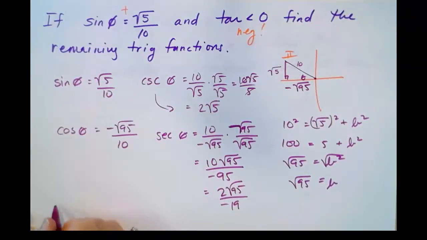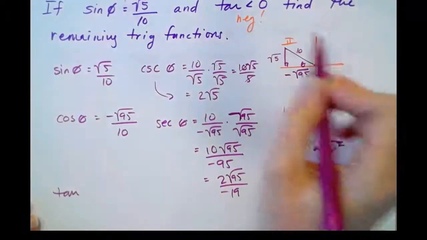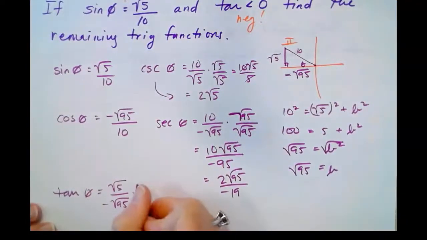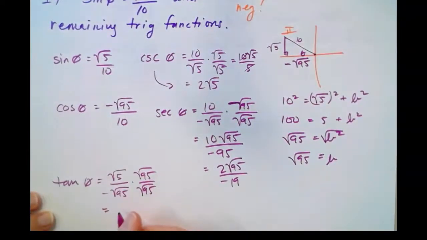All right, here we go. Tangent. We're right off this diagram. Tangent is opposite over adjacent. Once again, it needs to stay negative. Rationalize that. And something's going to come out of there.